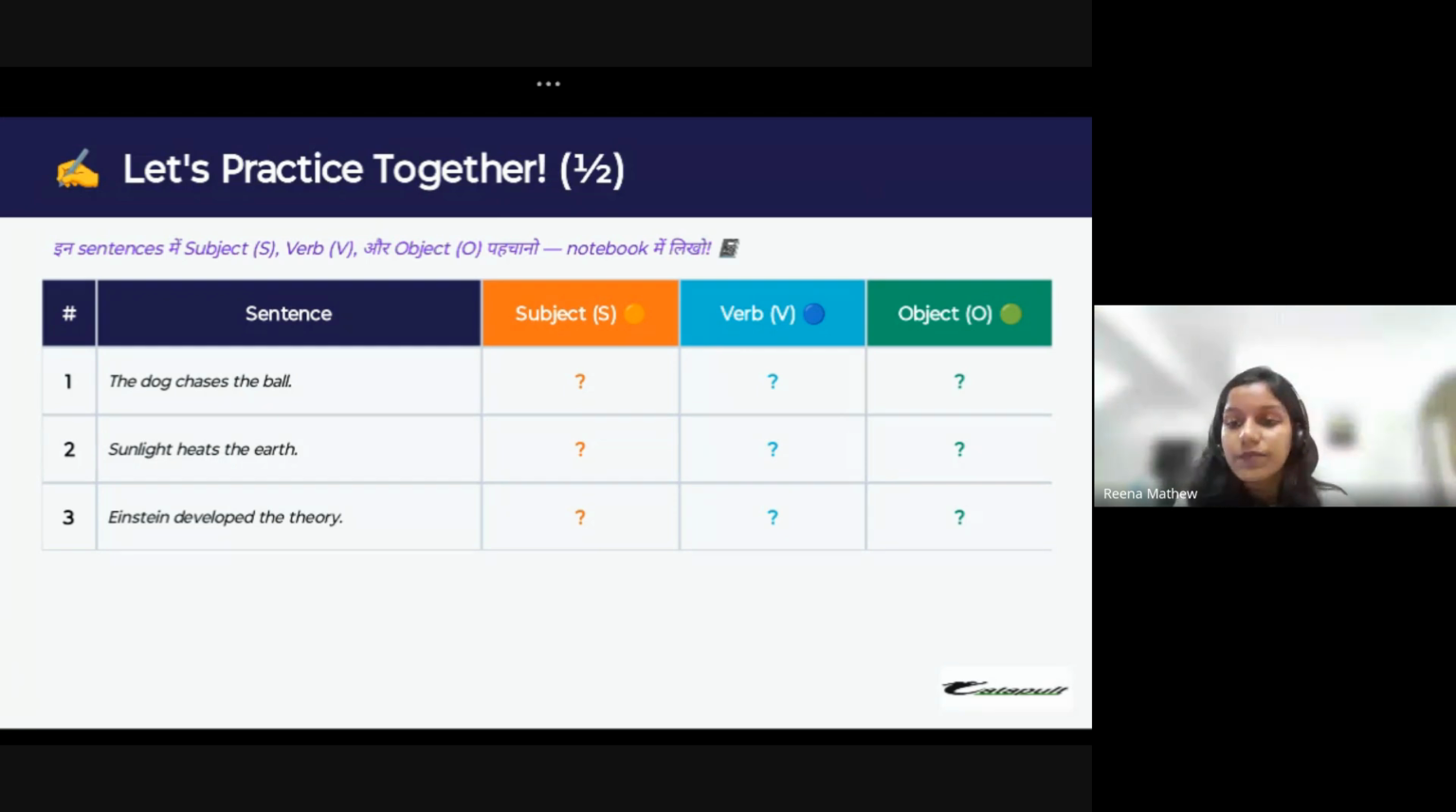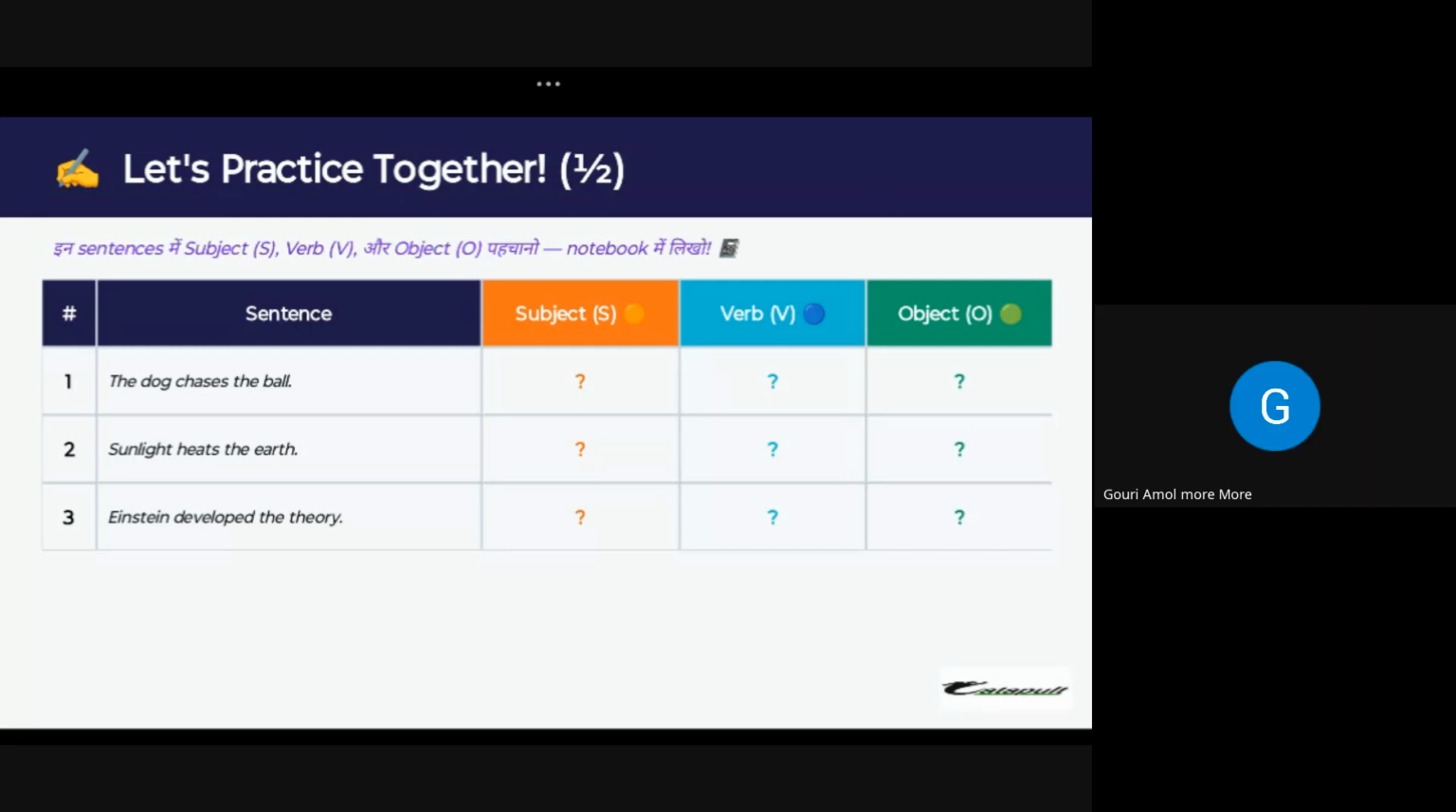Einstein developed the theory. Subject is Einstein, verb is developed. What did Einstein develop? That is the object, the theory.